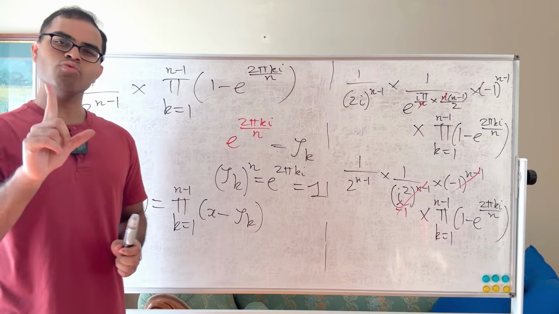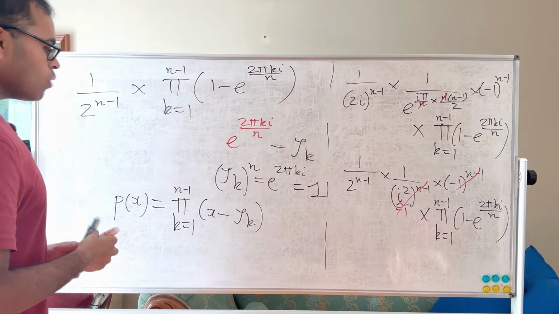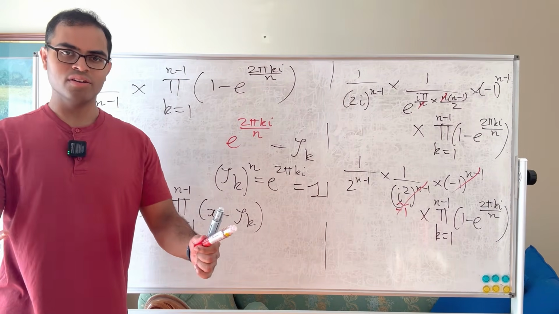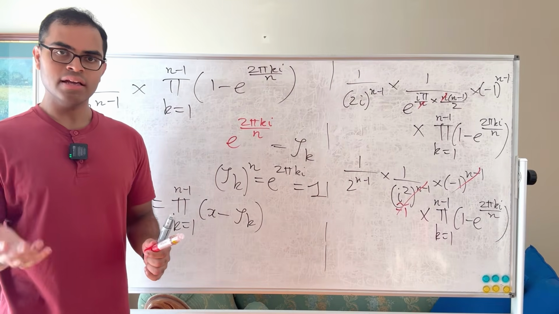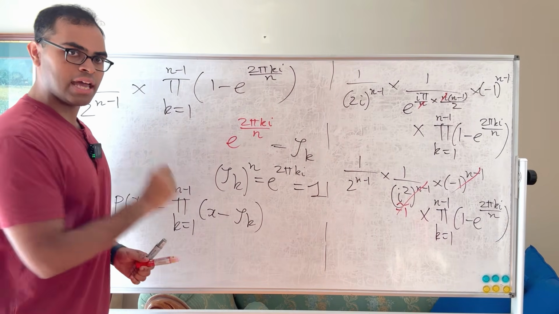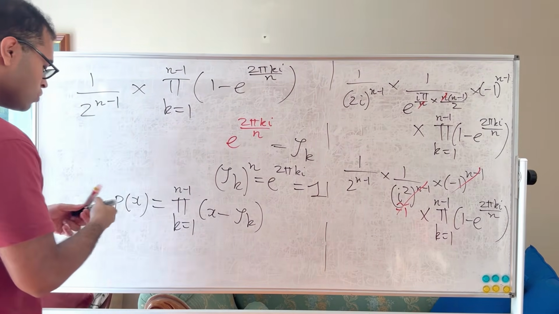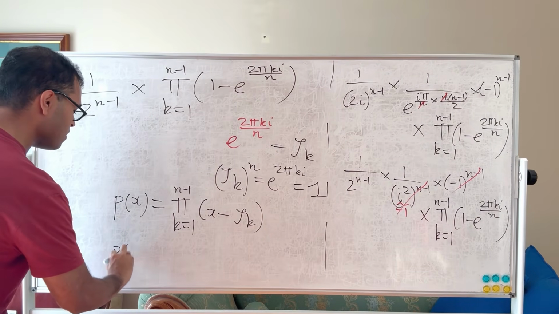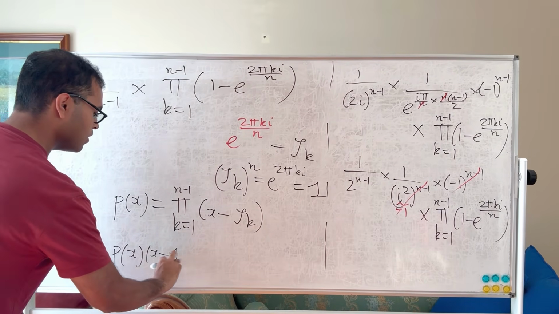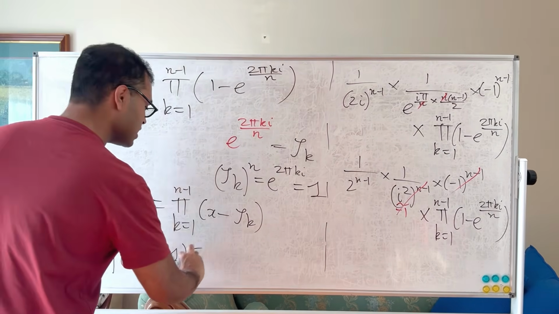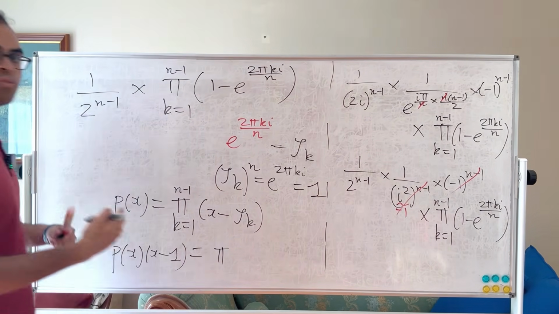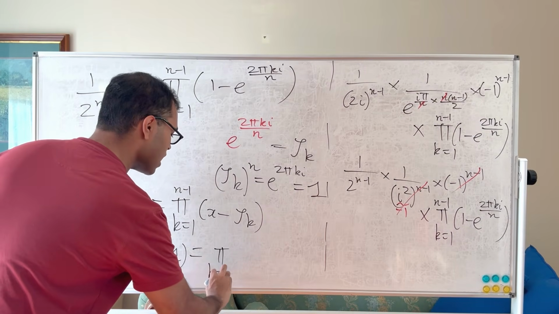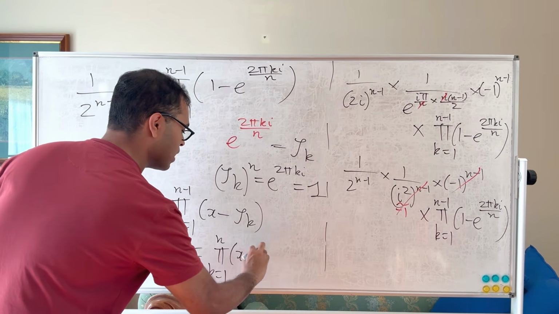But there's one missing, and that missing one is just 1. If this product ran as k varies from 1 to n, then that nth term, zeta n, would be 1. We're missing that. So we can multiply P of x times x minus 1, and we get a polynomial which is the product of all the roots of unity. I'm going to write this as the product, k varies from 1 to n, of x minus zeta k.